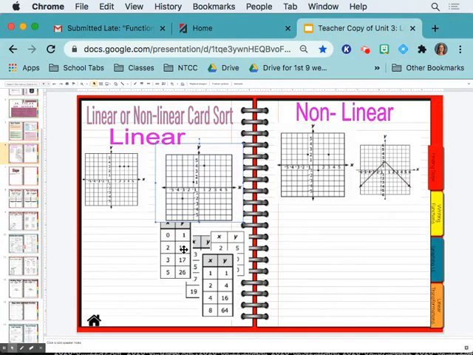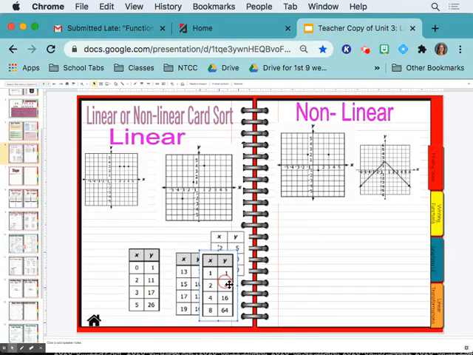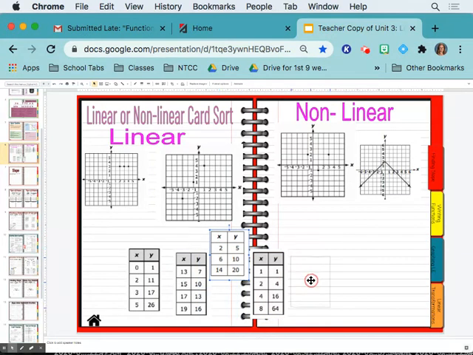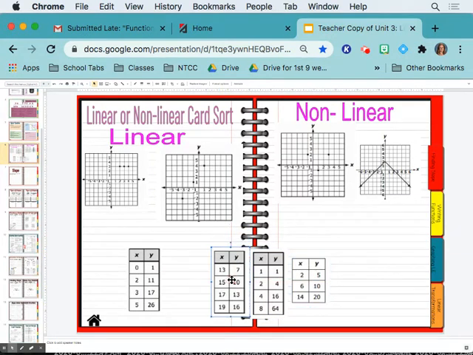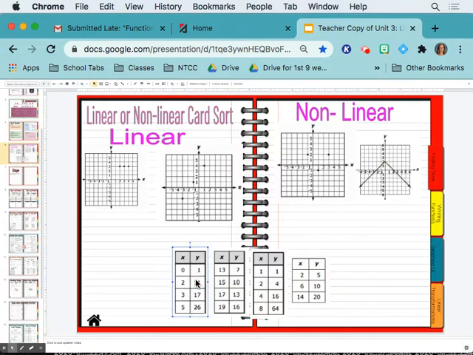So what about these tables that we have here? How do we know if it's linear or nonlinear? Function or not? Yes. So let's check and make sure they're all functions. Let's look at the x's. Do the x's repeat on any of these? No, okay. So we've checked that. So now, what could we do?